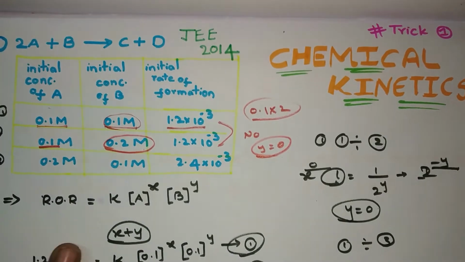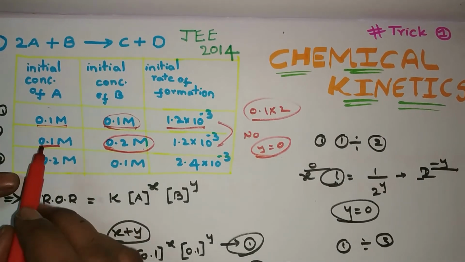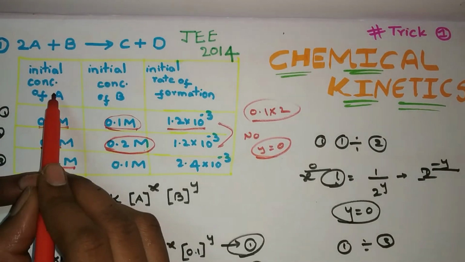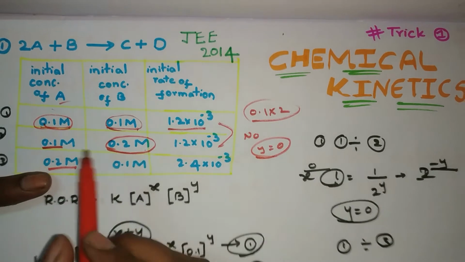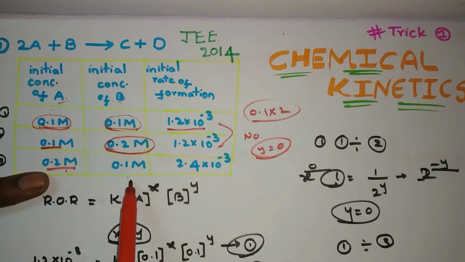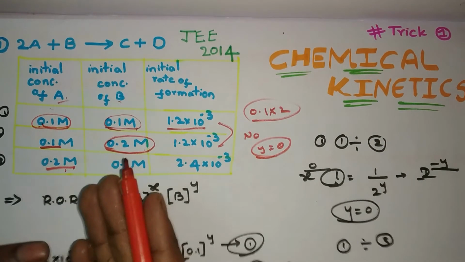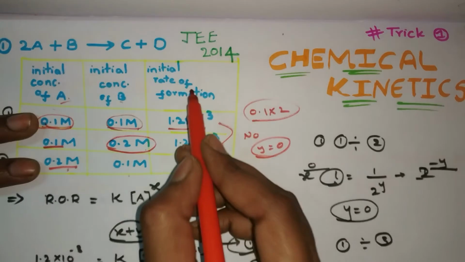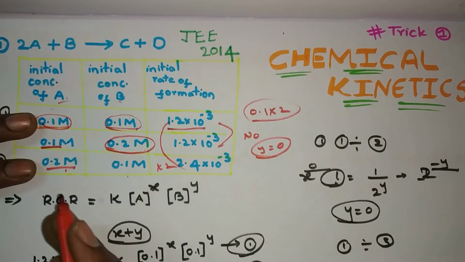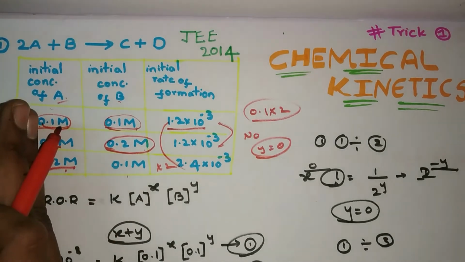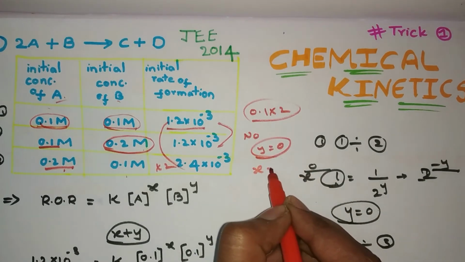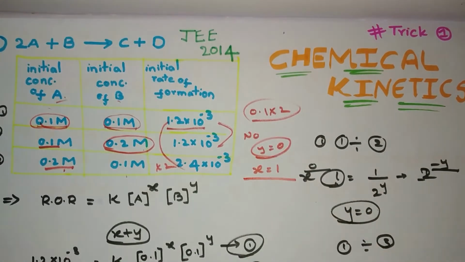Okay. Next, see. This is 0.2 and here concentration of A is 0.1. It means concentration of A is doubled. B remained the same. Concentration of A is doubled. Look at the rate of reaction. It is also doubled. It means that when this concentration doubled, the rate of reaction also doubled. So the order with respect to A is 1. That's it.